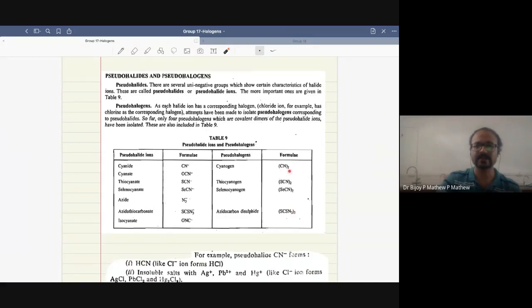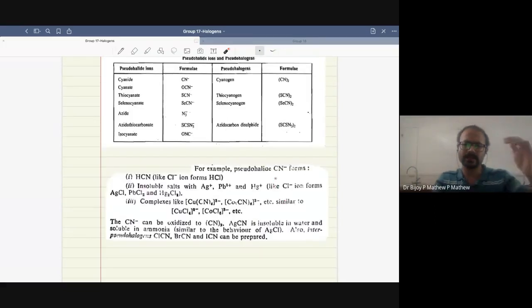These are cyanogen, thiocyanogen, selenocyanogen, and azidocarbon disulfide. These are the pseudo halogens that are actually isolated, and we know about them.